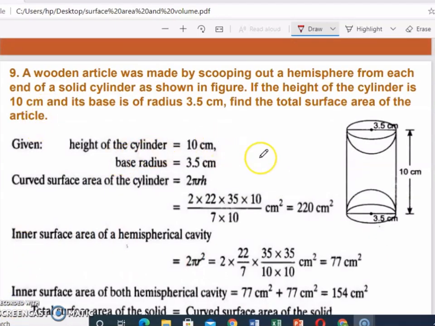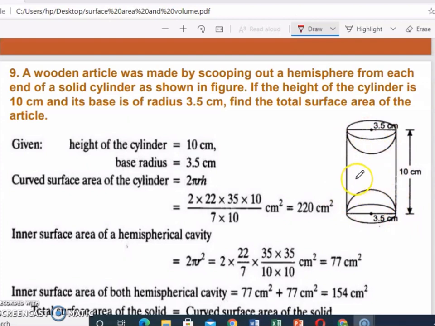A wooden article was made by scooping out a hemisphere from each of the ends of the solid cylinder as shown in the figure. So this is a cylinder, and on both the sides a hemisphere has been scooped out. The radius of the base is given as 3.5 and height is given as 10 centimeter. You have to find the total surface area of the article.